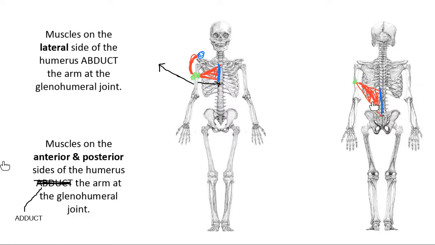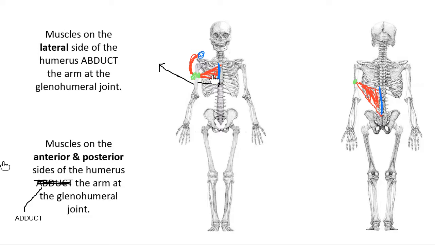So here's kind of a big picture rule that always applies. If you live on the lateral side of the body, 100% of the time, you're going to abduct. If you live more on the medial side of the body, you're going to adduct. Or in the case of these muscles right here that we called anterior and posterior, if you want to think of them as medial, what makes them medial is the fact that they're attaching to the medial side of the humerus.